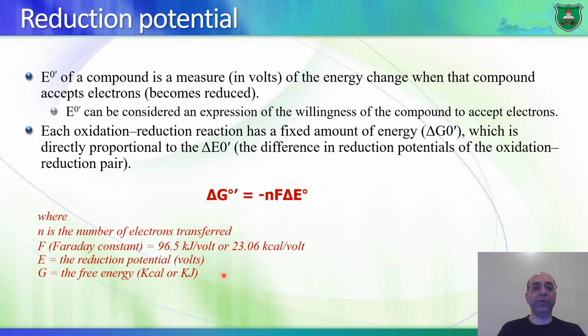23.06 kilocalories per volt. You don't have to memorize this. If I bring you a problem, I'll give it to you in the exam. E is the reduction potential in volts, and G is the free energy in kilocalories or kilojoules.